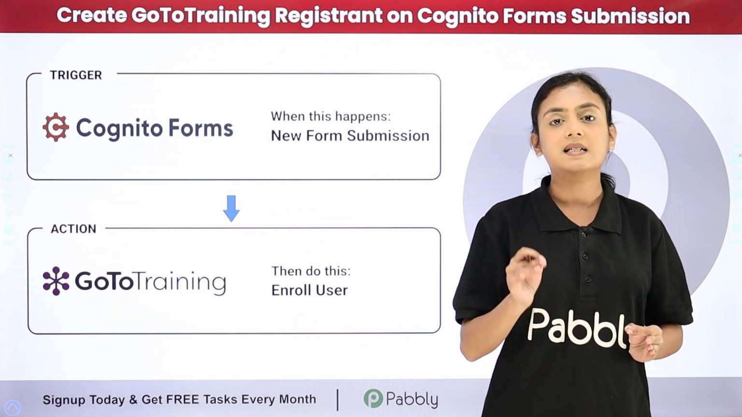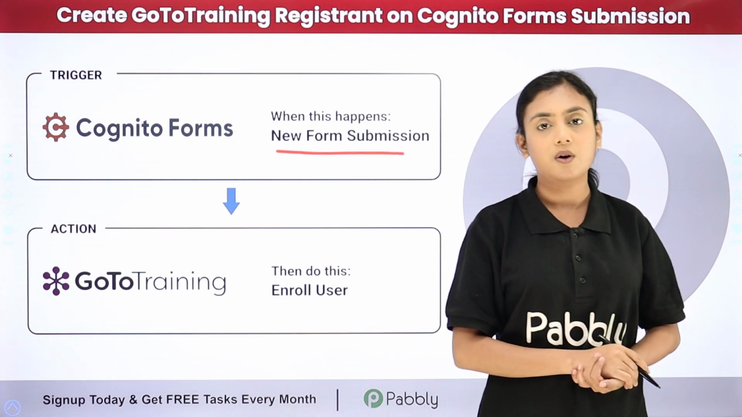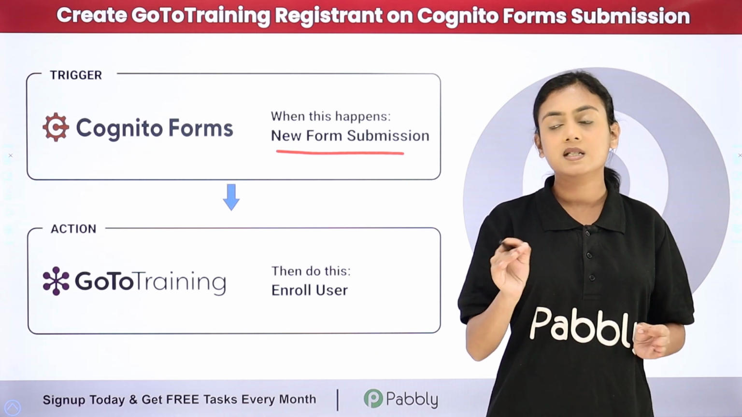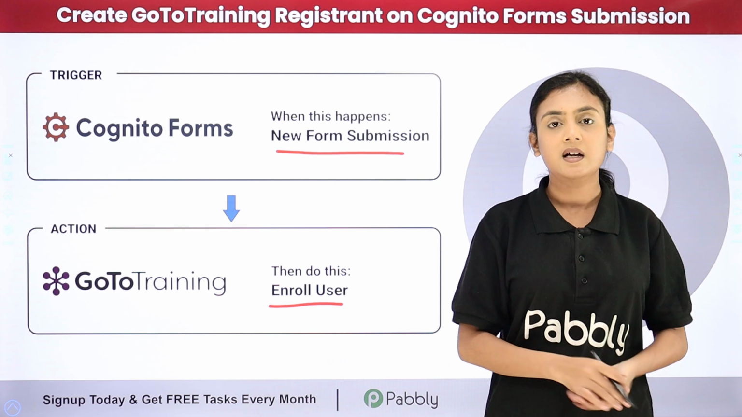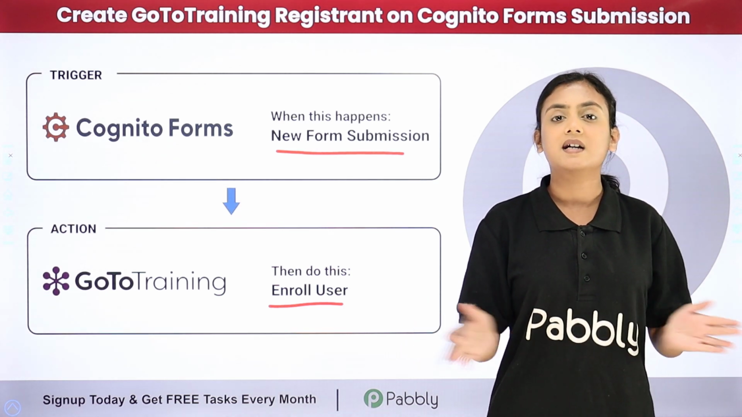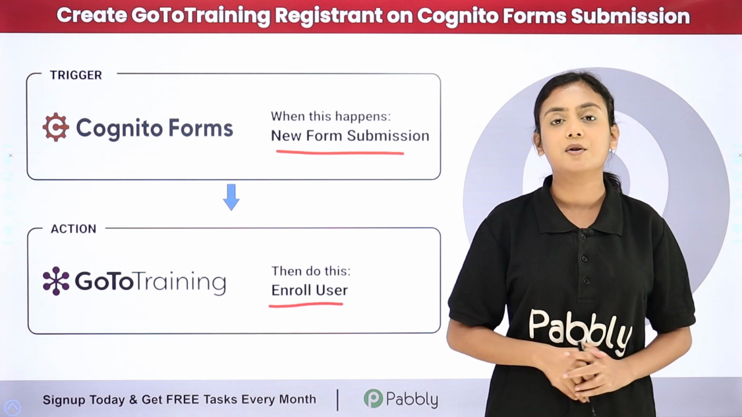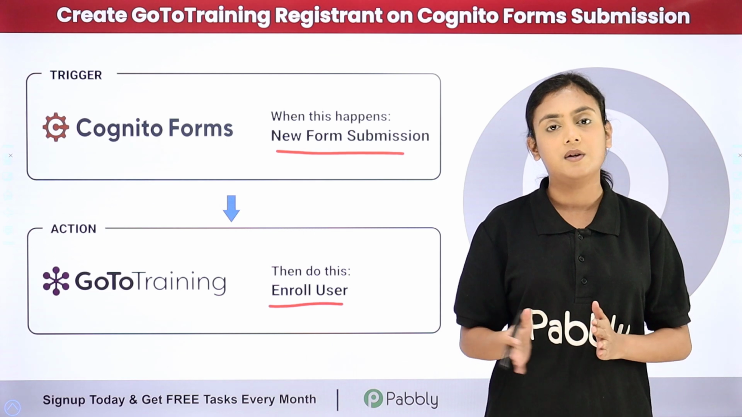Here, what I want is that as soon as a new form submission is done using Cognito Forms, I want to register that participant in the GoToTraining training that I've created. Now, doing this manually can be very time consuming. So I've simply automated this entire process with the help of Pabbly Connect, which is an amazing automation and integration software.